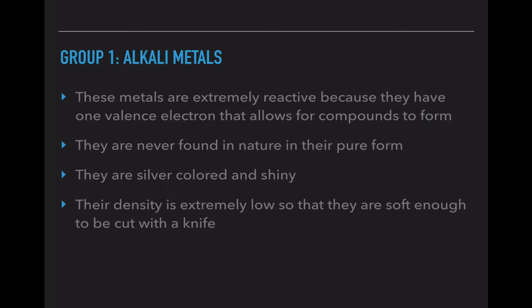These metals, these alkali metals in the first column, are never found in nature in their pure form because of this. Since they are so reactive, as soon as they are put in the wild or as soon as they are seen in nature, they are seen bonded to something else, because that one valence electron is very easy for them to get rid of. They are silver colored and shiny, and their density is so low that they're soft enough to be cut with a knife. And we'll watch a video in class on this.